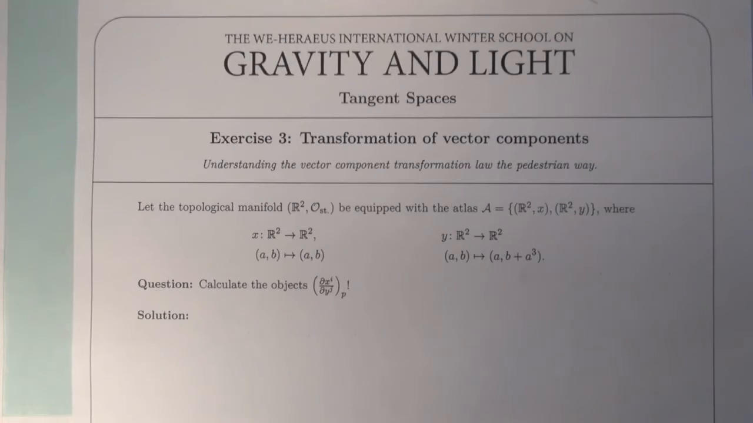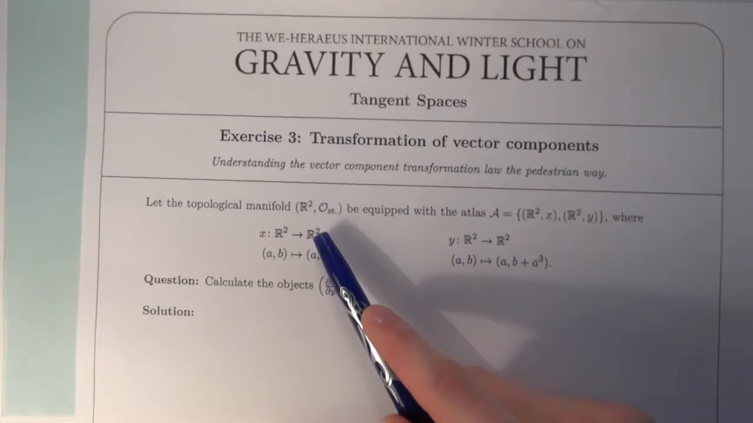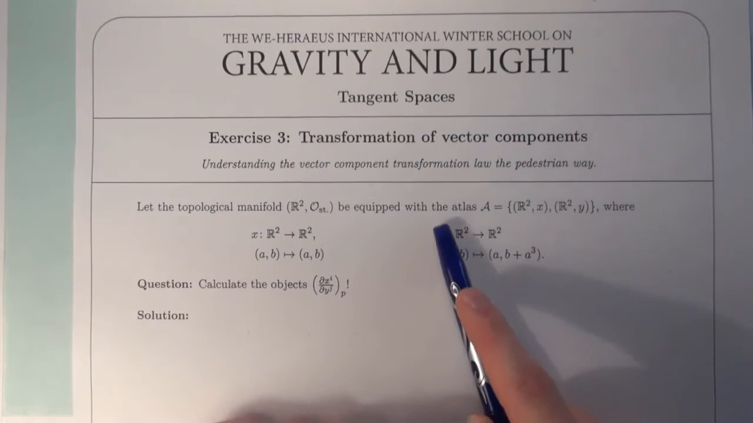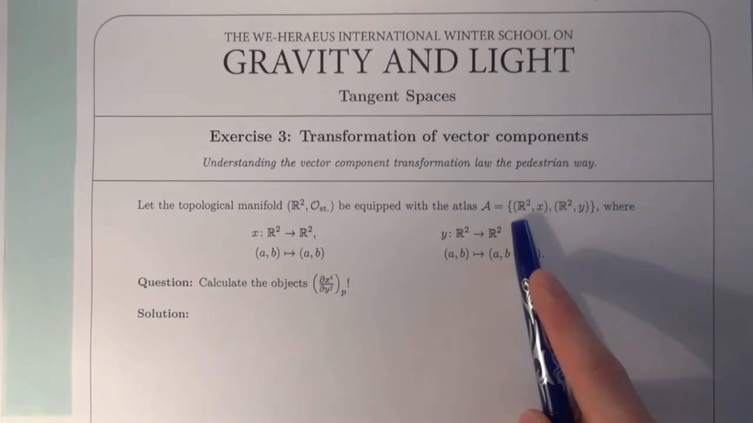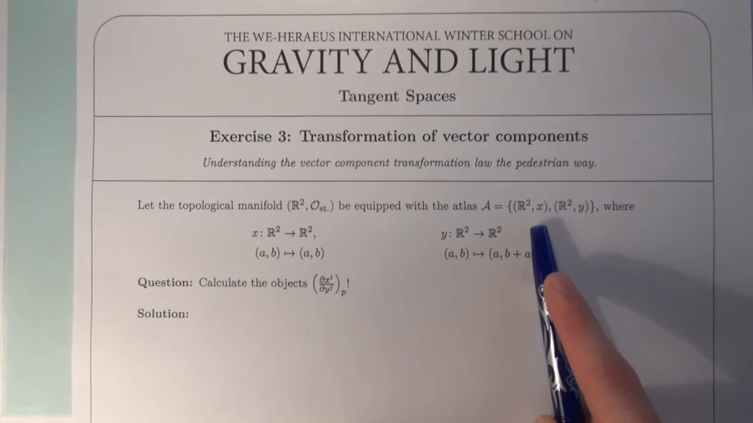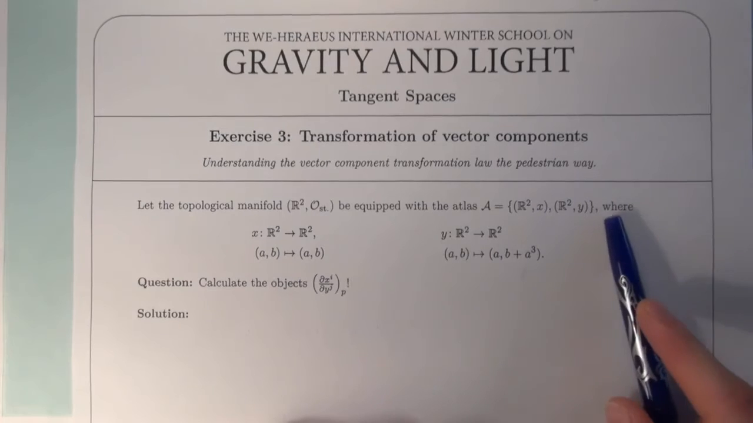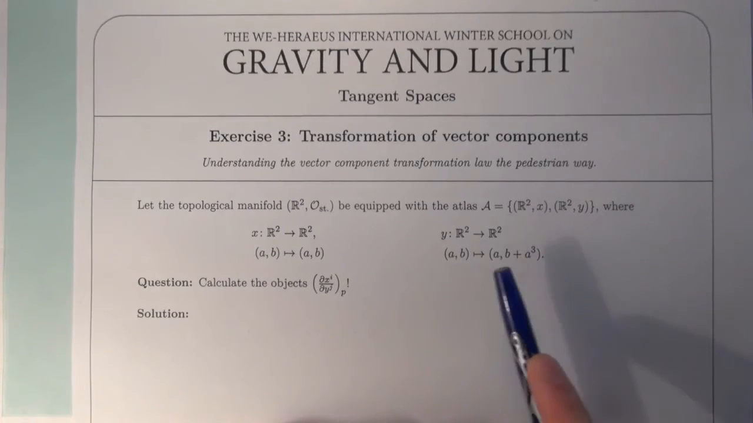Exercise 3. Transformation of vector components. Understanding the vector component transformation law the pedestrian way. Here it is about calculating real components of real vectors. Therefore, we have given a manifold R2 equipped with standard topology and with an atlas consisting of two charts. First, the identity map on whole R2, given here, and second, the map Y on whole R2, given here.